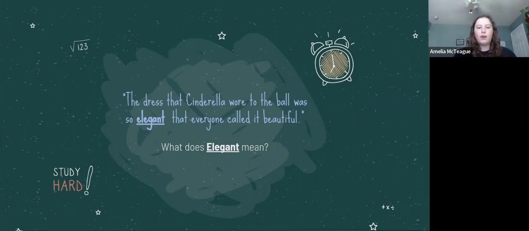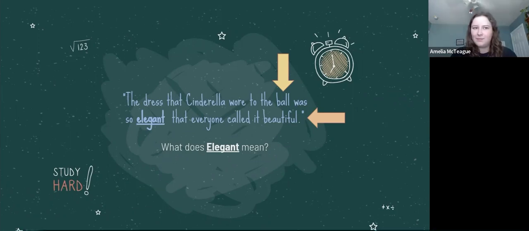Interesting. Well, I know that it says that Cinderella wore it to the ball. So that makes me think it's a good word. It also says that everyone called her beautiful in it. If someone called it beautiful, to me, that means pretty. So maybe the word means pretty. Turn and talk with a partner and see what you come up with, what you think elegant means.